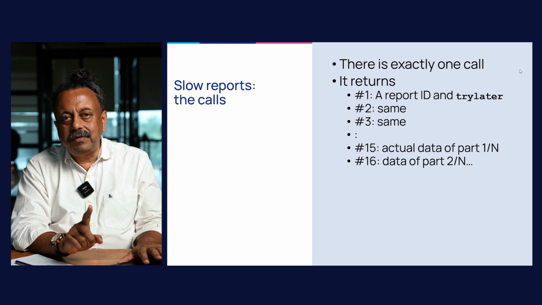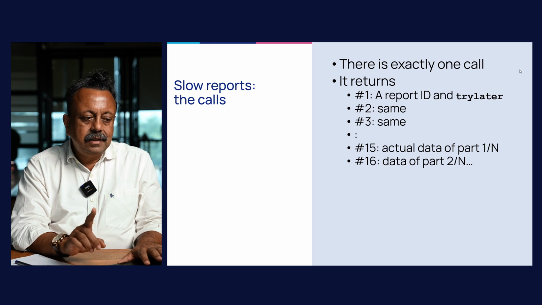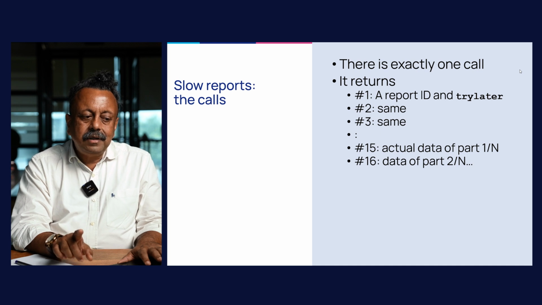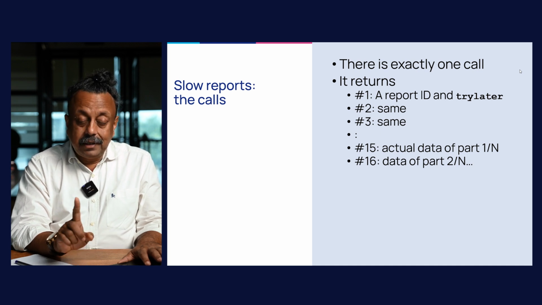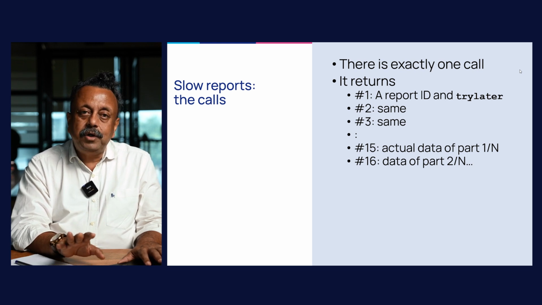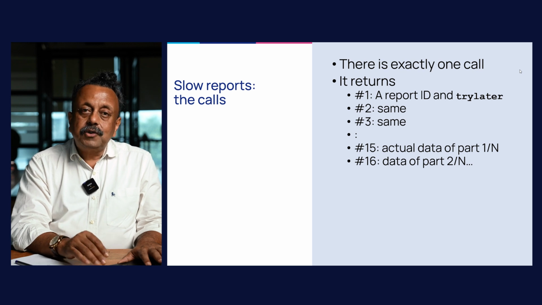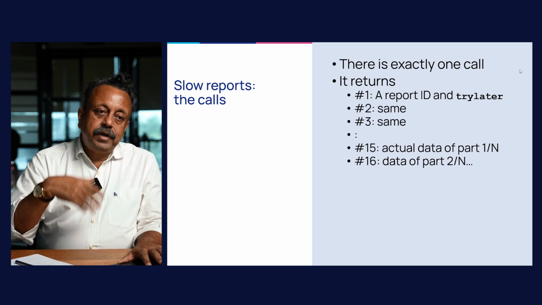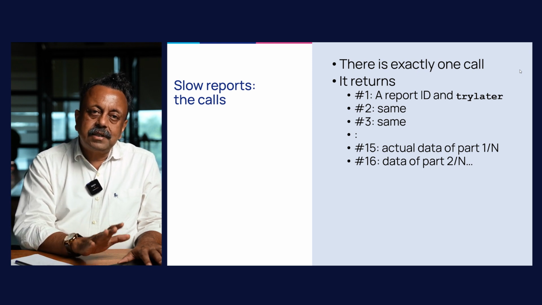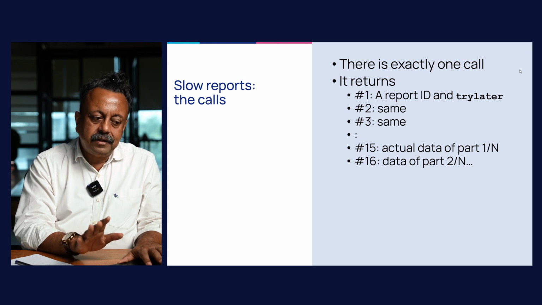That web service is called over and over again, but there is only one web service which is involved in implementing this. The first time that the web service is called, it responds with a report ID and try later is set to true. The second time the web service is called, it will be called with the report ID. The response will go back with the report ID and try later equal to true. This means that the report is not ready. So the caller keeps calling the same web service over and over again, submitting the report ID and hoping for a result, and each time the web service returns saying try later, try later, try later.